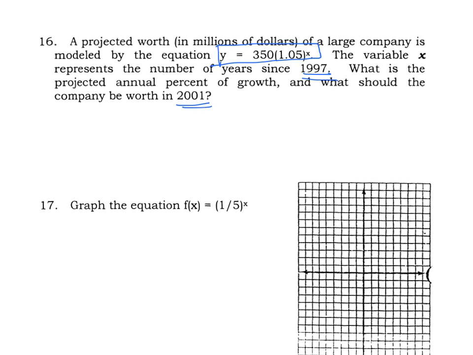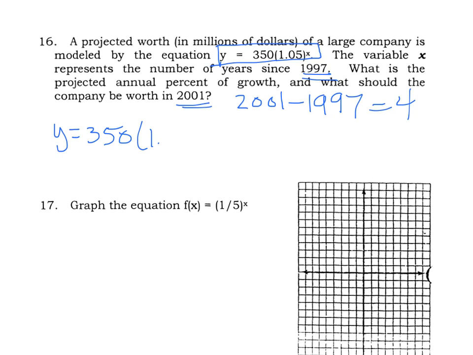Well, the key thing is I have to know what to input. I have to input the number of years since 1997. Well, 2001 minus 1997 is 4 years that have passed. So I am trying to evaluate y equals 350 times 1.05 to the 4. And again, if I put that in on my calculator, 350 times 1.05 to the 4th power, the company is worth approximately $425.43, and that's in the millions of dollars.